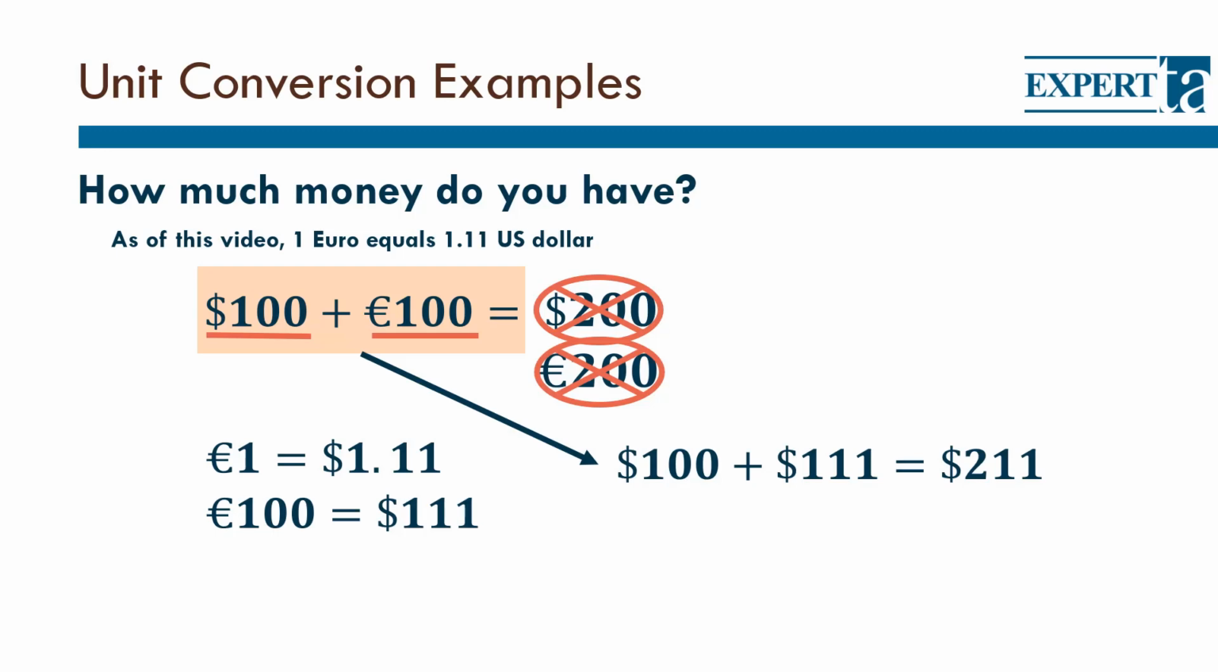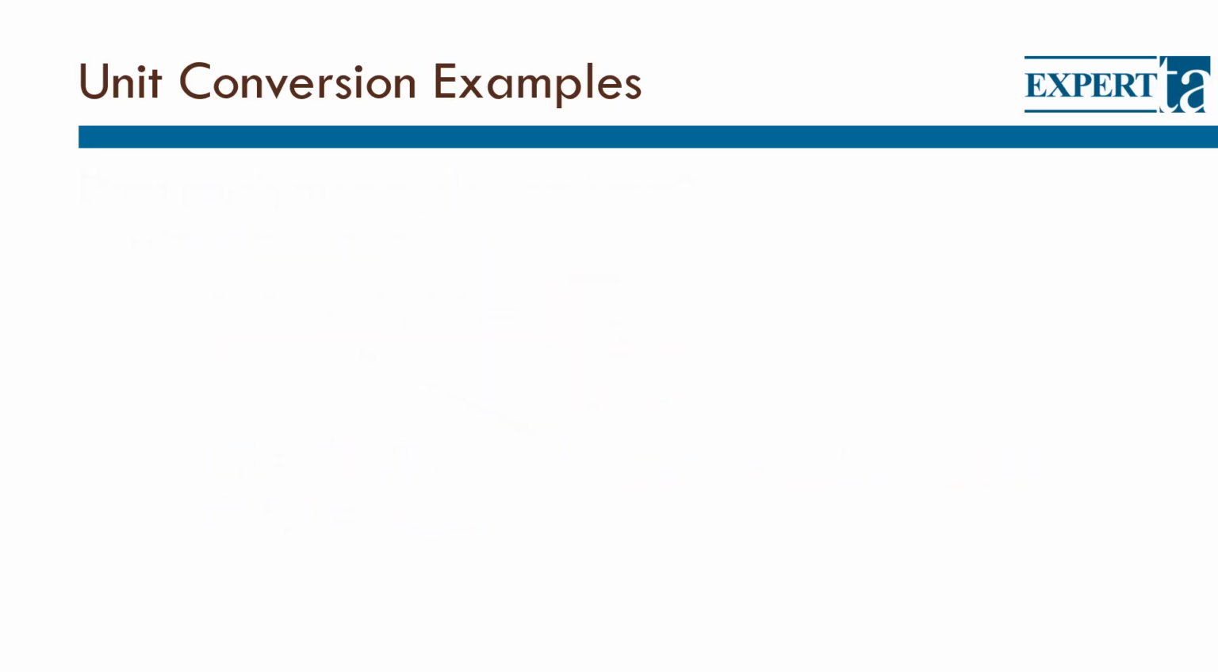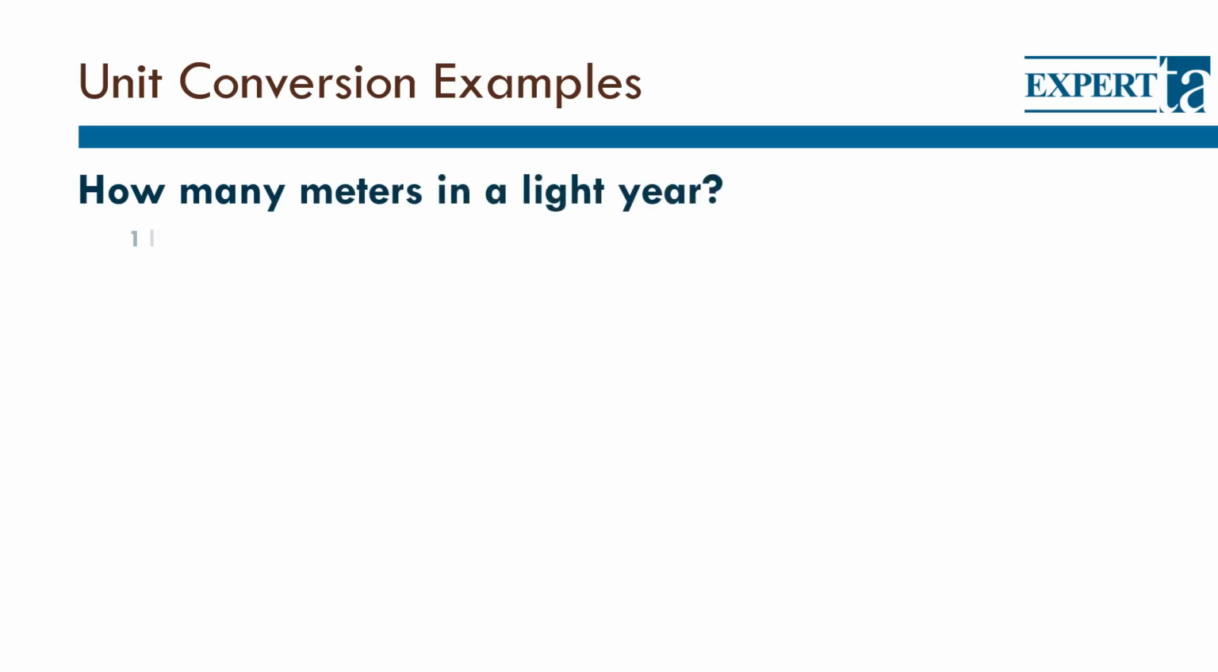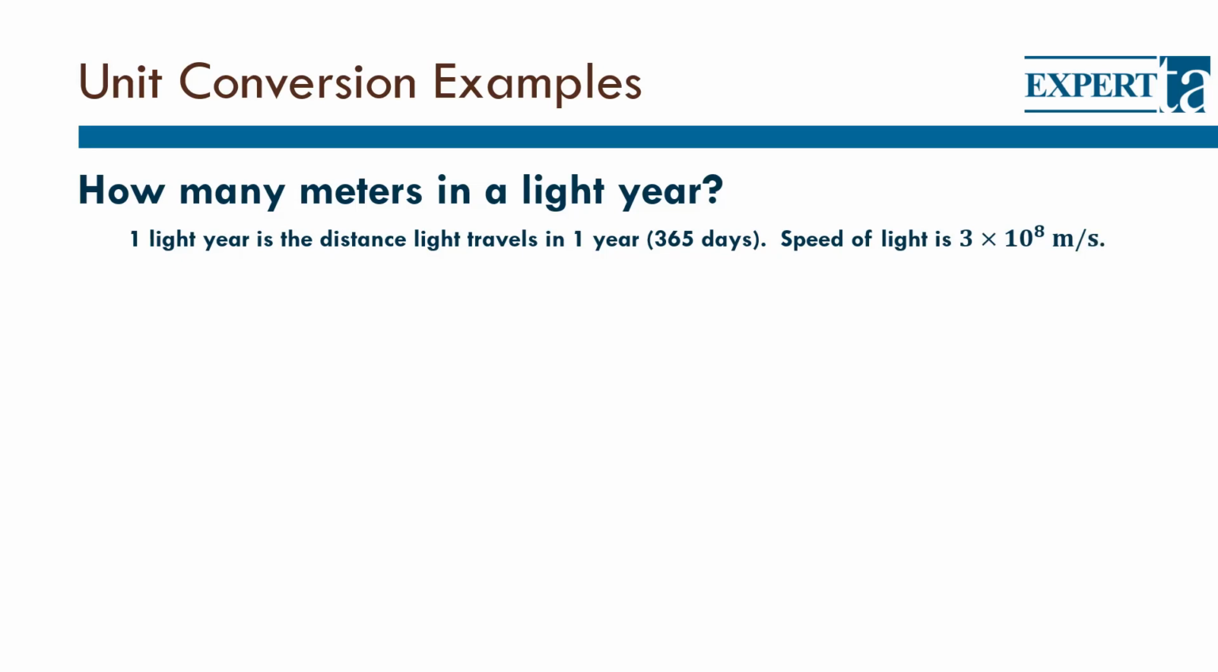So here's another example. You have to find out how many meters there are in a light year, and you're given that the speed of light is 3 times 10 to the 8 meters per second. So how do you start? Let's write it down step by step. 3 times 10 to the 8 meters per second. So now we need to get seconds.